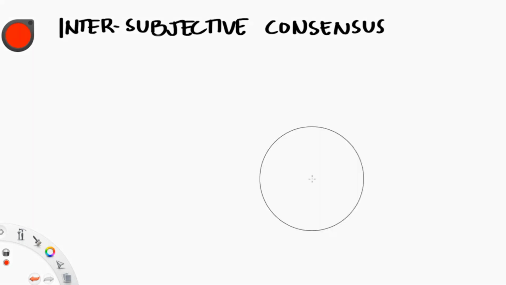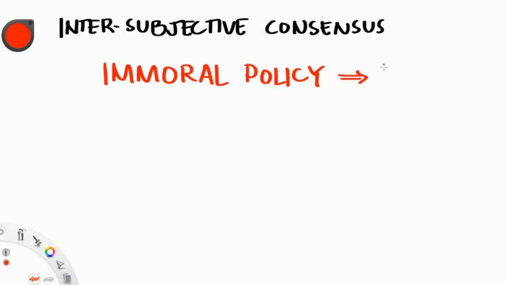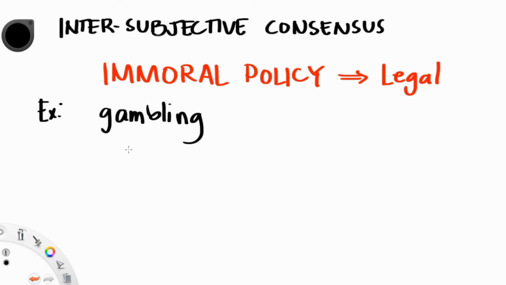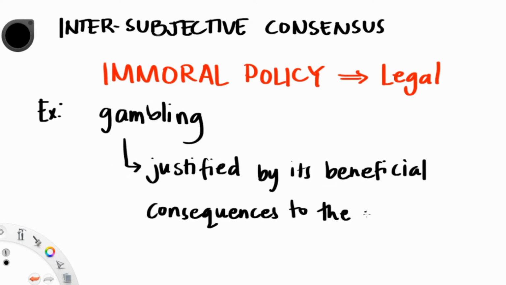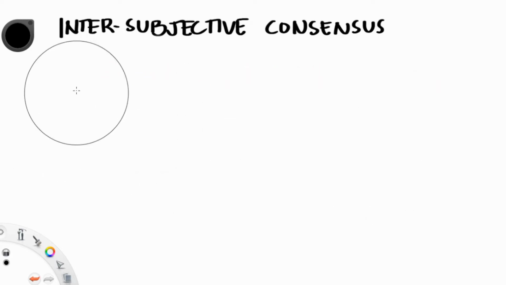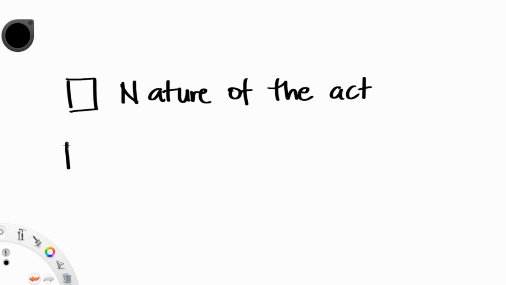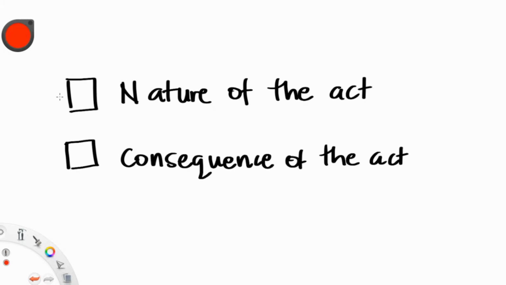However, sometimes immoral policies become legal. Example is gambling. Gambling is justified as legal because it has beneficial consequences to the economy. Needless to say, it is much better to justify a policy proposal that exhibits morality both in its nature and its consequences.